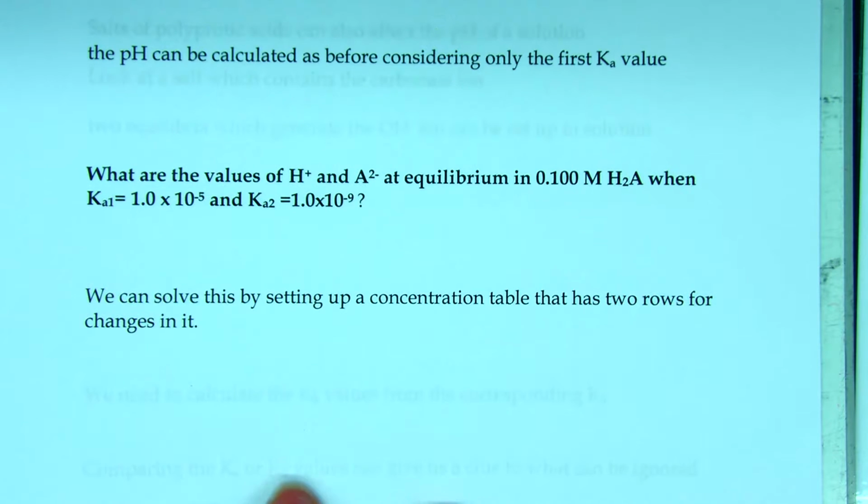We can find the pH using only the first K value. And if we can't, you really have a mess of algebra. Okay, so we really hope that we can. So let's look at an example.